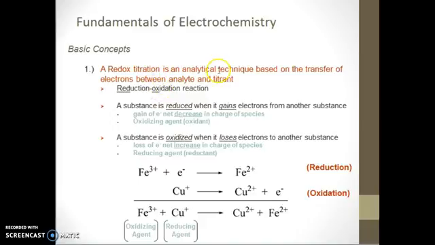A redox reaction is an analytical technique based on the transfer of electrons between analyte and titrant, generally termed reduction and oxidation reactions. A substance is reduced when it gains electrons from another substance. Gain of electrons and a net decrease in the charge of the species is called an oxidizing agent or oxidant. A substance is oxidized when it loses electrons to another substance. So, loss of electrons and a net increase in the charge of the species is called a reducing agent or reductant. Below is a simple example of an oxidizing agent and a reducing agent.